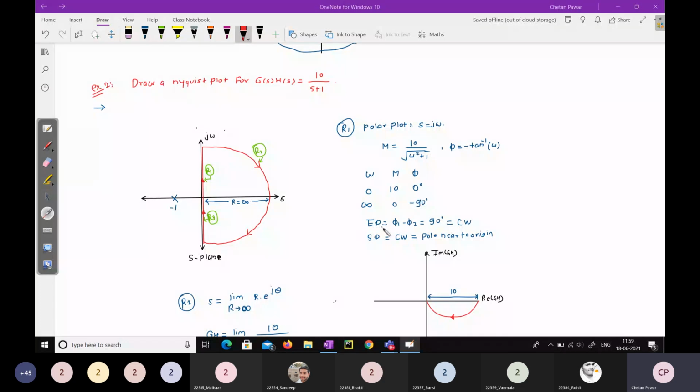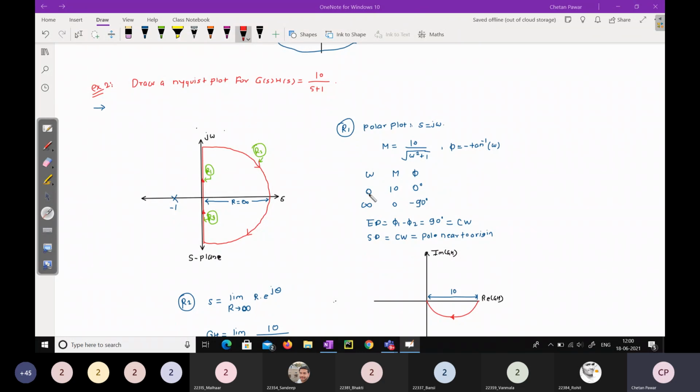Now the ending direction is the phase difference between these two, phi1 minus phi2. So that will be positive, right? Positive 90 degrees, so the ending direction will be clockwise. Now for the starting direction, there is a finite pole near the imaginary axis, so the starting direction is also clockwise. So let us draw the polar plot.